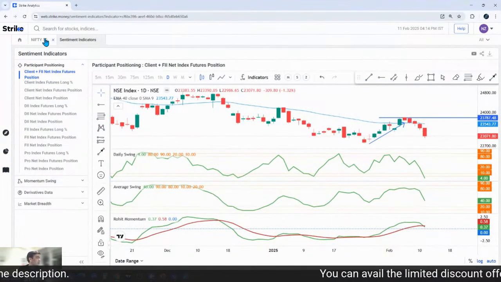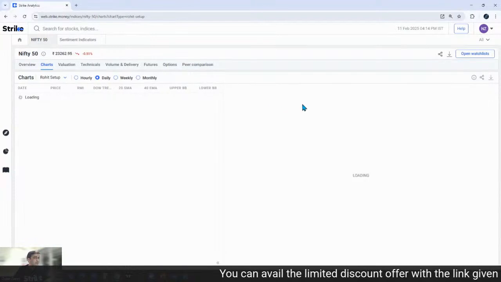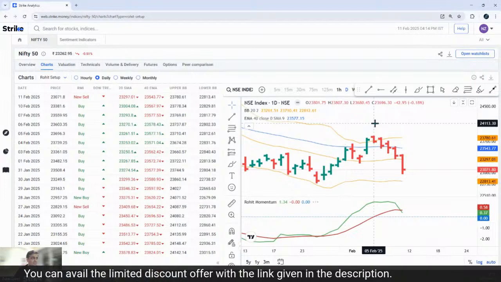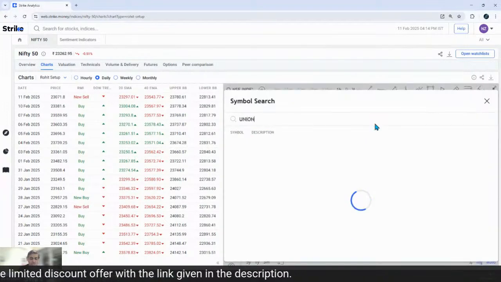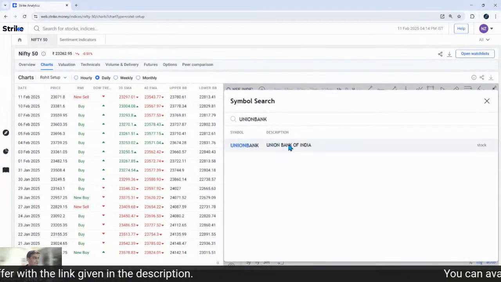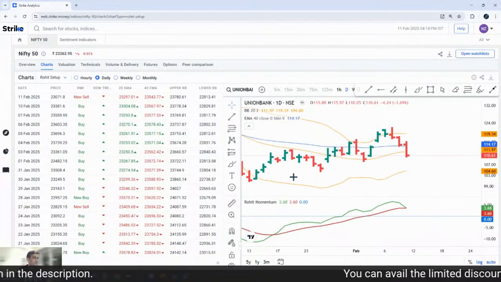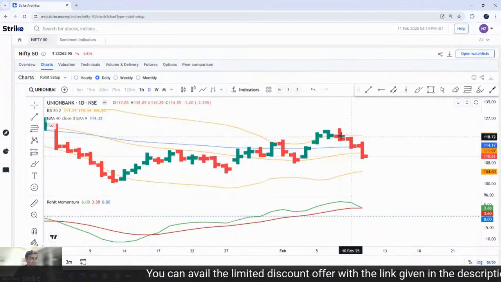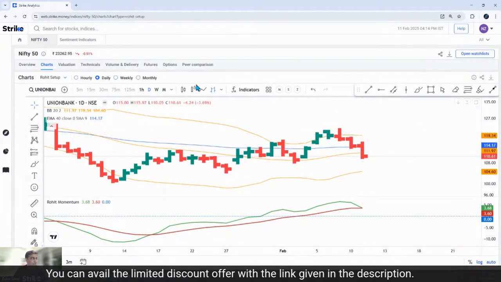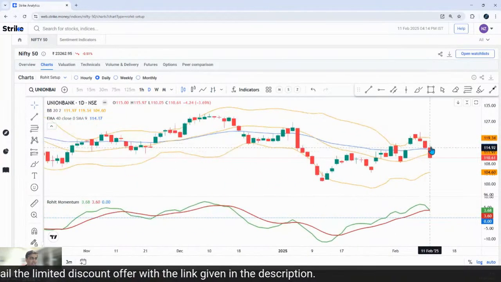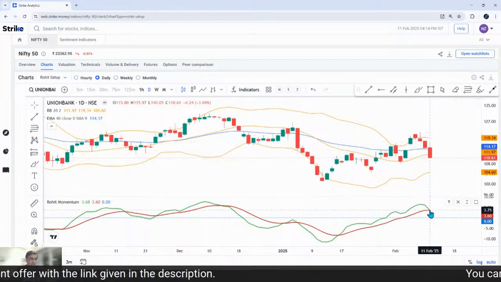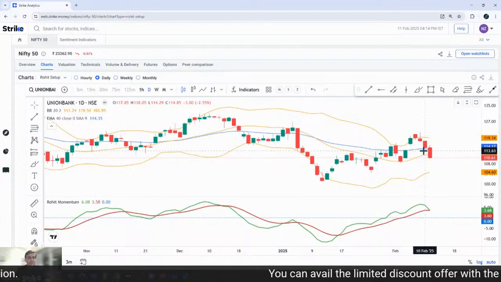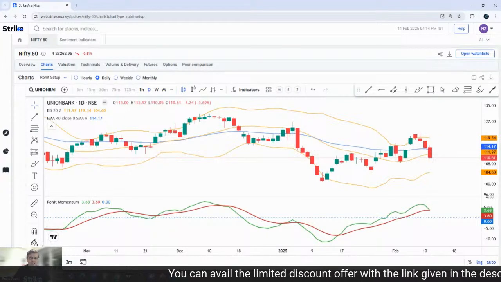not this, not over here. Let me come back to the Nifty chart. Union Bank. So when we look at Union Bank yesterday, it was trading somewhere at its upper Bollinger Band, and today it gave a fall.